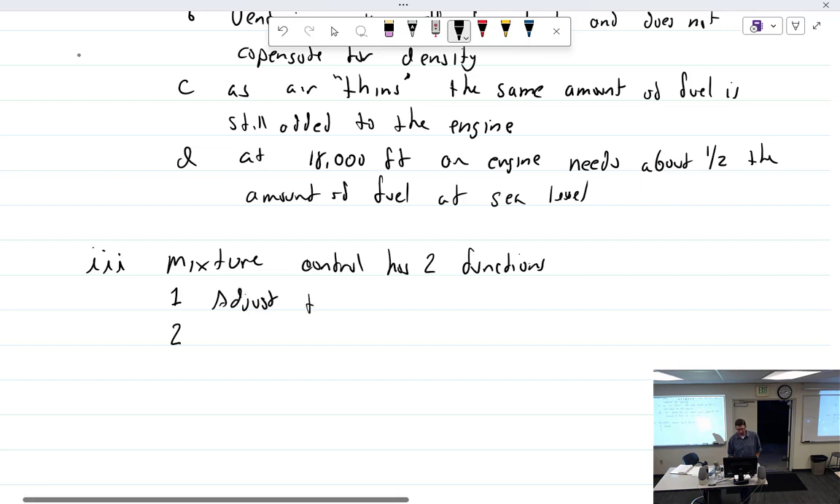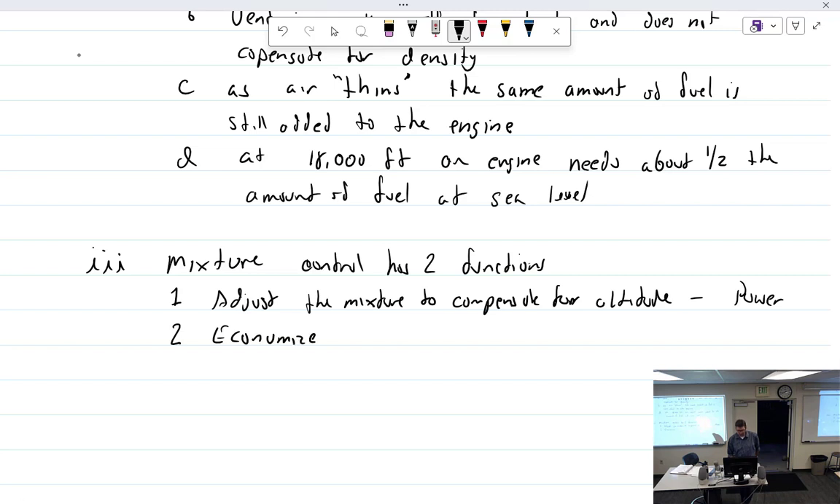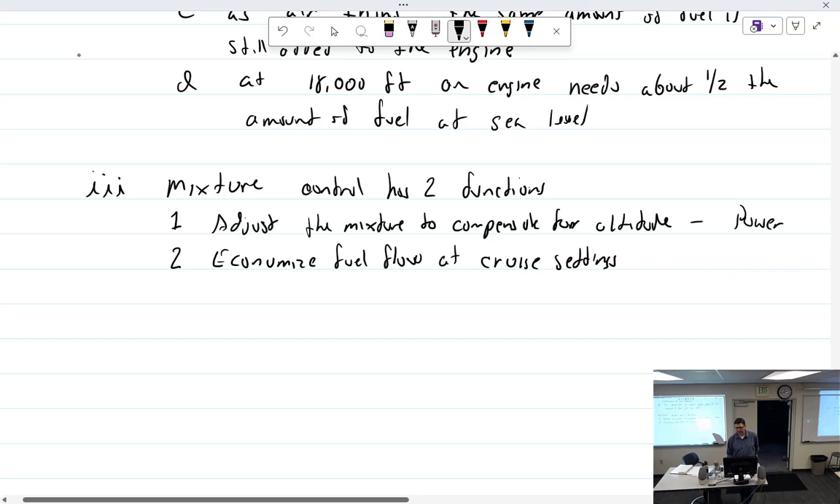Two functions: adjust the mixture to compensate for altitude. So what's that going to do? What's your goal for that? Adjust the mixture to compensate for altitude. Goal is? Less fuel. Power. Got to get my power back. Second one, economize fuel flow at cruise settings. What's my goal there? Go further. Money. Save money.